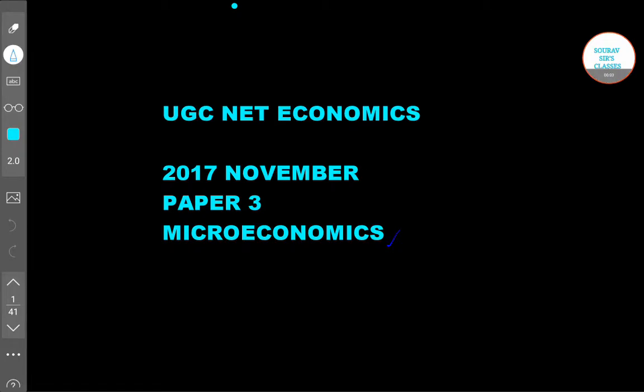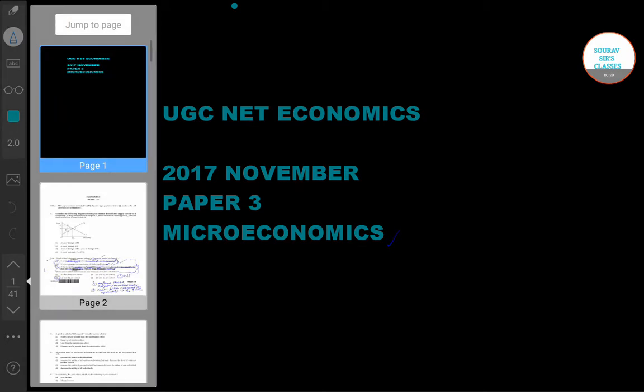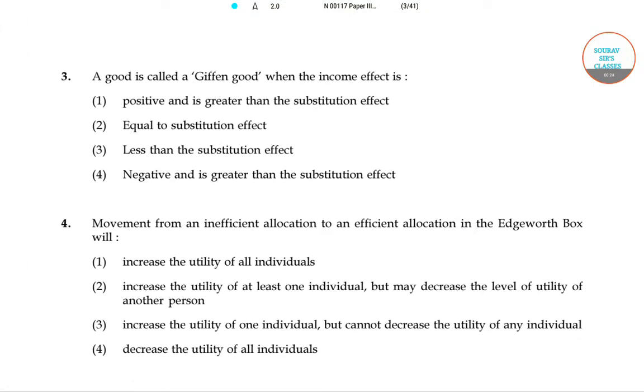So in today's video we'll solve UGC NET 2017 paper 3. In today's class we will be talking about microeconomics. As you know, in the earlier video we solved until question number 4. So in today's video we'll go to question number 5.